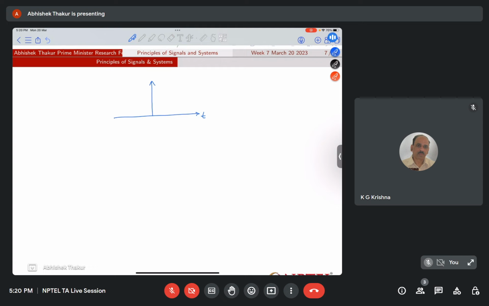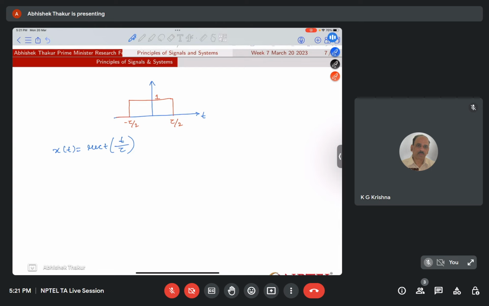So this is our time axis. For all values beyond minus tau by 2 it will be 0, and from minus tau by 2 to tau by 2 it will become 1. So this is our rectangular function. So x t here we can write as x t equal to rect of t by tau, where tau is the width of this rectangular function.